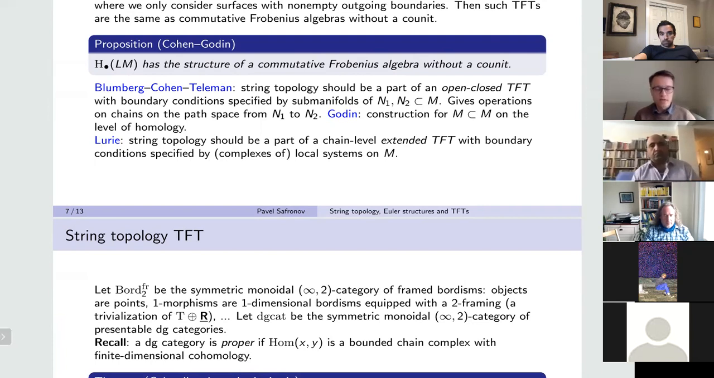And then for DG categories, there are 2 kinds of finiteness assumptions you can consider. One of them is called properness. So a DG category is proper if whenever you look at the Hom space between 2 objects, which is going to be some chain complex, you want this chain complex to have bounded cohomology, and in each degree it's finite dimensional. So that's what's called proper. There's also a notion of a smooth DG category, which I will need, but I will not define that. Again, it's going to be some finiteness condition, but of a different kind.